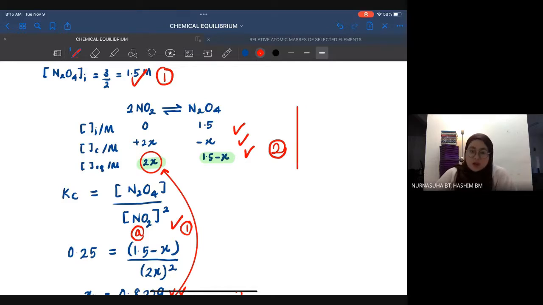So, selain cara ini, ada satu lagi cara you can do on your own, di mana kita inverse the equation. Kita letak N2O4 as our reactant, 2NO2 as our product. So we inverse. So bila kita buat ice table, cantik sikit lah dia punya nilai.